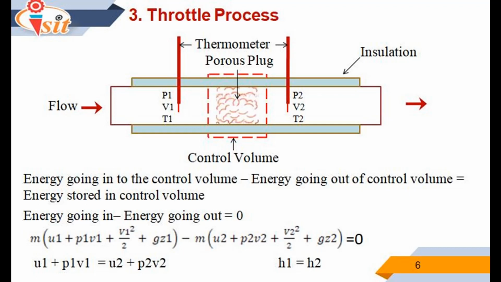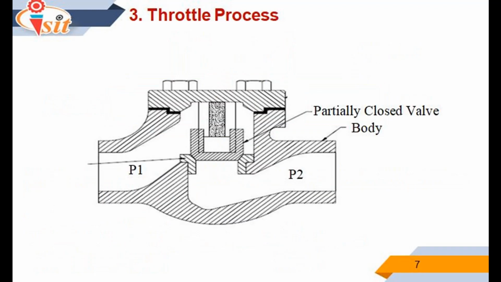That means m into (u1 + p1 v1 + v1 square divided by 2 + g z1) minus m into (u2 + p2 v2 + v2 square divided by 2 + g z2) is equal to 0. By this statement of the process, the changes in kinetic and potential energies are neglected. Therefore, u1 + p1 v1 is equal to u2 + p2 v2, where h1 is equal to h2. This process has very wide application in engineering practice.